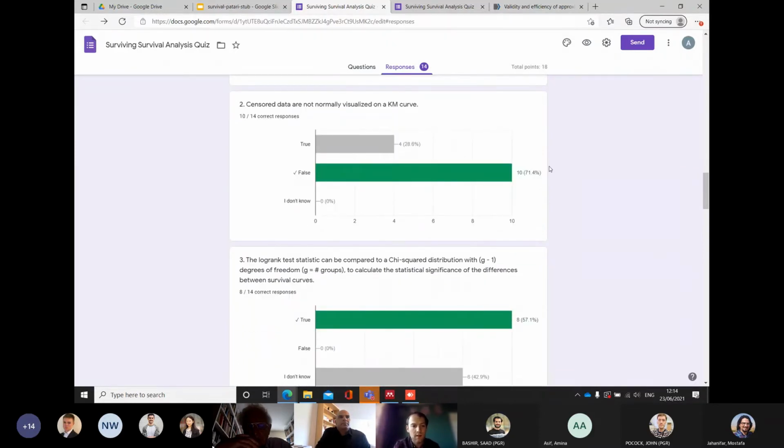Again, this one: censored data are not normally visualized on a KM curve. That maybe isn't the best worded question, but generally when you do a survival curve, you put a cross on the curve if people are censored at that stage. It would be nice to have an image here, but yes, it's normally visualized by a cross on the curve, but sometimes there are dots.